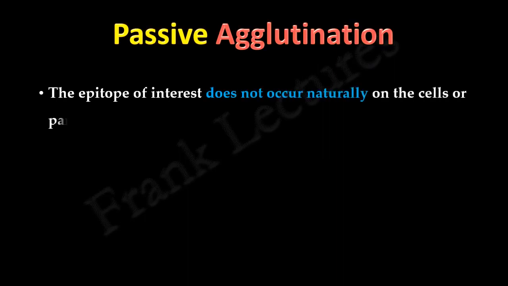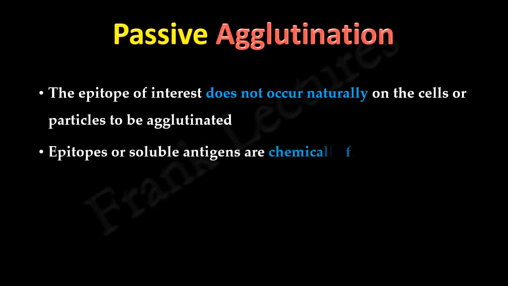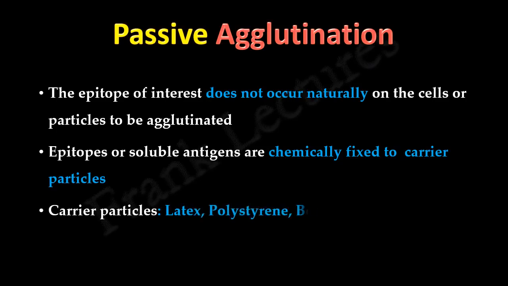Let's now understand what we mean by passive agglutination. In passive agglutination, the epitope of interest does not occur naturally on the cells or particles to be agglutinated. In such cases, the epitopes or soluble antigens are chemically fixed on carrier particles. A few examples of carrier particles used in passive agglutination are latex, polystyrene, bentonite. Earlier RBCs were used for passive agglutination, but synthetic carrier particles provide the advantage of uniformity, stability and consistency, hence they are preferred now.